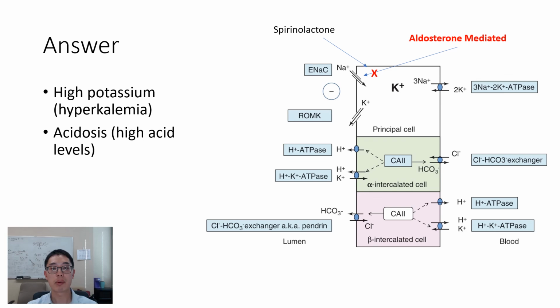Additionally, if we are not able to excrete potassium molecules, then this also limits our ability to excrete protons through the H+ K+ ATPase, which then results in buildup of acid in our body, otherwise known as acidosis. Now, in reality, hyperkalemia is a frequent complication of spironolactone use, but acidosis not quite as much, since we have other methods such as the H+ ATPase that we can use to excrete excess protons from our body.